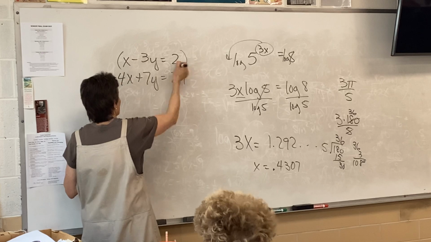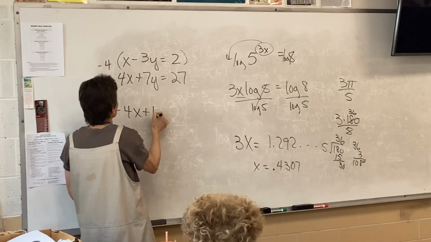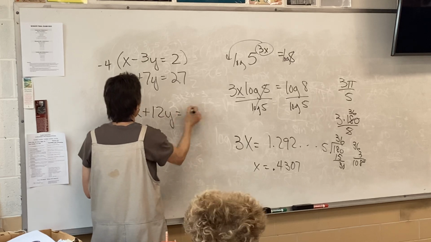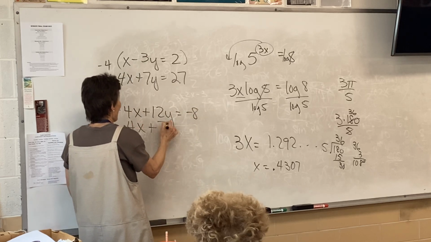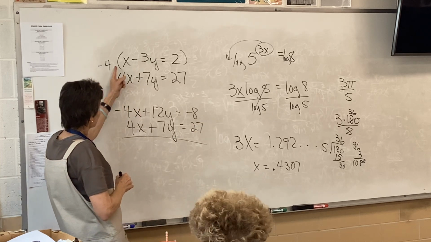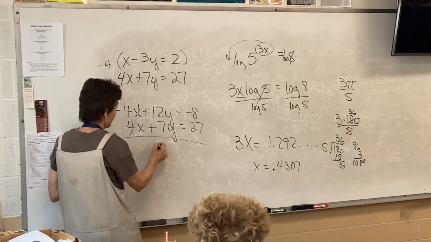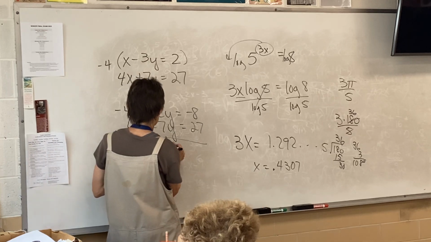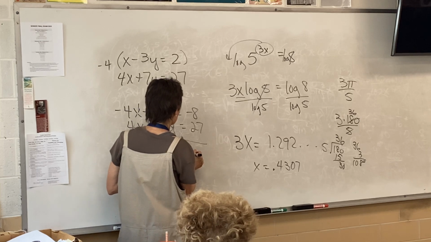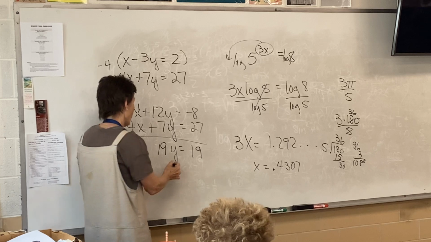So I am going to multiply the top row by -4 and add it to the bottom row. So I chose to multiply the top row by -4, and that's going to give me 19y equals 19. Well, that worked out nicely. So y is 1.